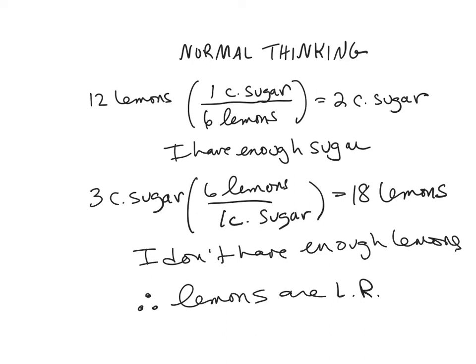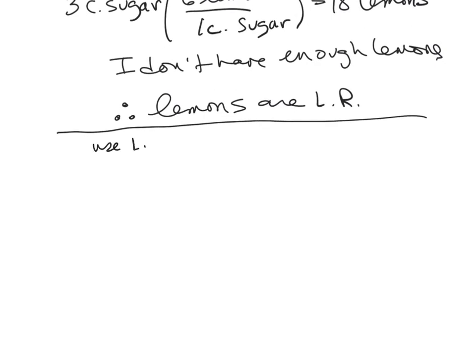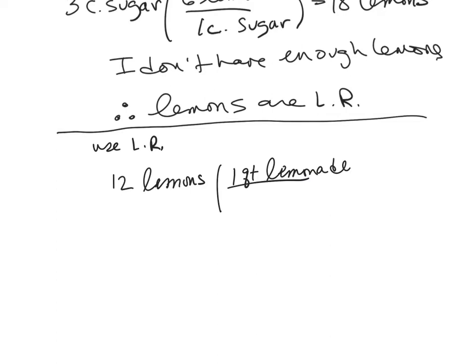All right, so now if I want to know how much lemonade I can make given 12 lemons and 3 cups of sugar, you want to use your limiting reactant or limiting ingredient, which is the lemons. So you say 12 lemons, and you want to convert that to how much lemonade. The recipe says 1 quart of lemonade for every 6 lemons, and that's going to be 2 quarts of lemonade that can be made.